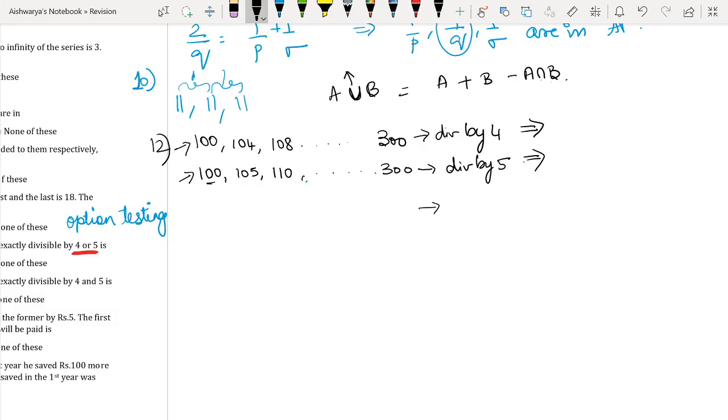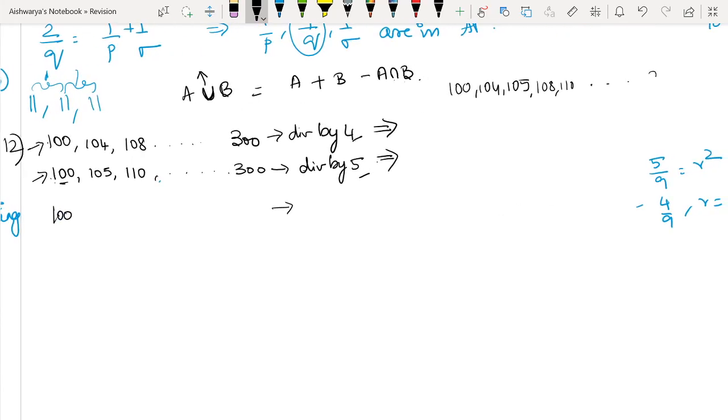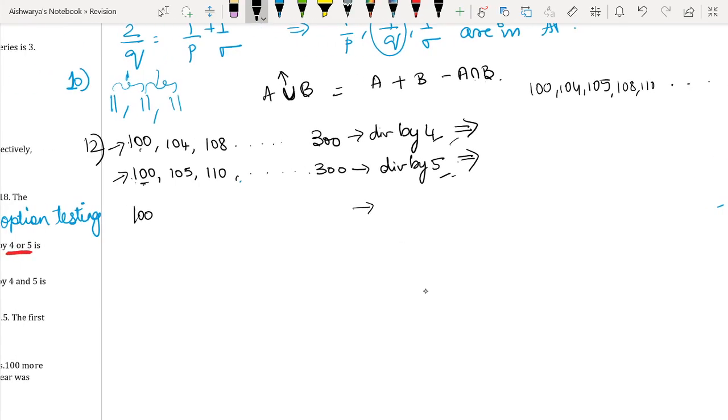So that will start with the number 100. 100 is common to both. So if you add it in both the places, then it will be double counting or adding the numbers 2 times. We want to add the numbers which are divisible by 4 or 5 only. We don't want to include the numbers in both the places, right? So what actually we want to add is finally 100, 104, 105, then 108, 110 and so on up to 300. But by splitting it into 2 series, we are including this 100 in both and 300 in both.